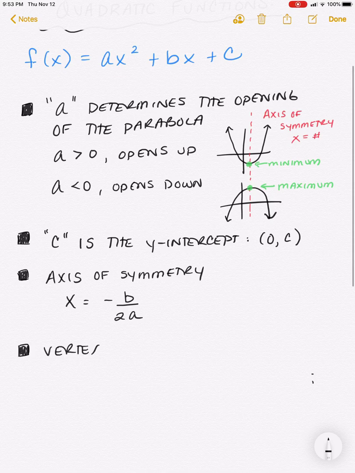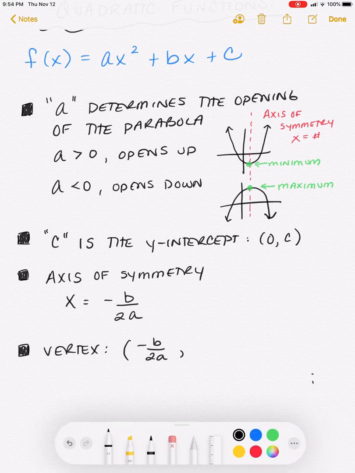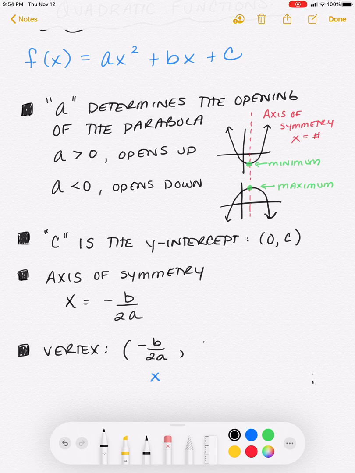Now, the x-coordinate of the vertex is the same as the axis of symmetry. So the x-coordinate right here is going to be the opposite of b over 2a. Now, how do we get the y-coordinate of the vertex? Well, what we would do is plug the opposite of b over 2a into the function to get the y value. So go ahead and write that down.